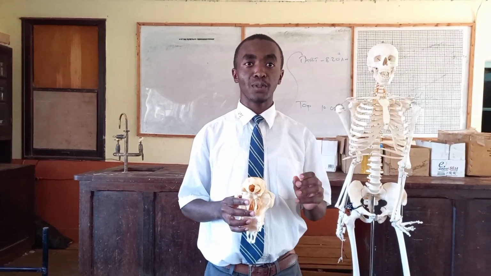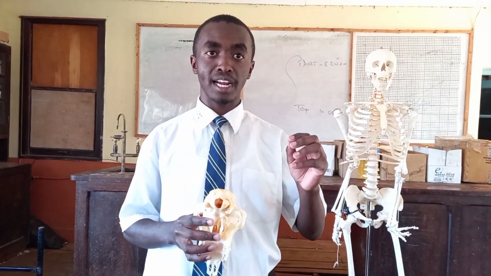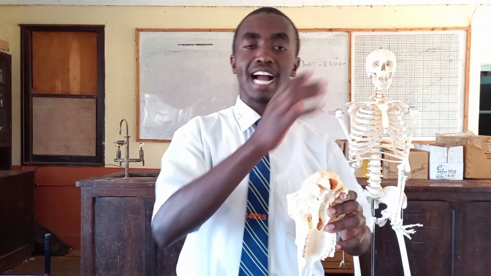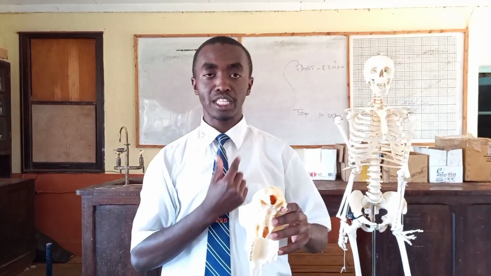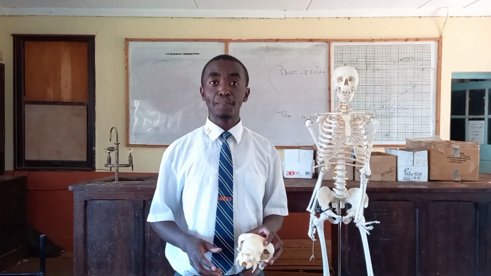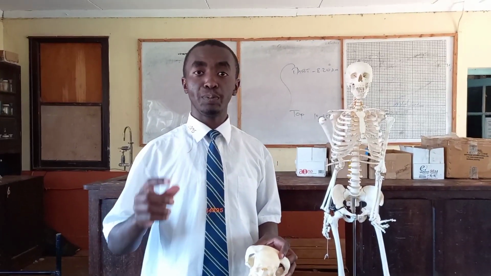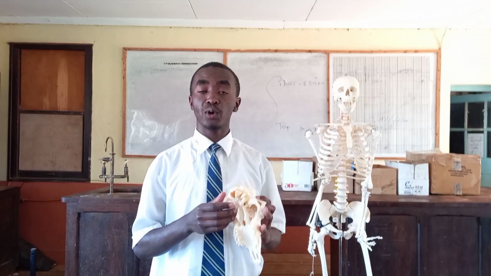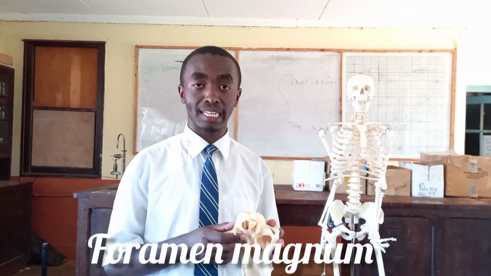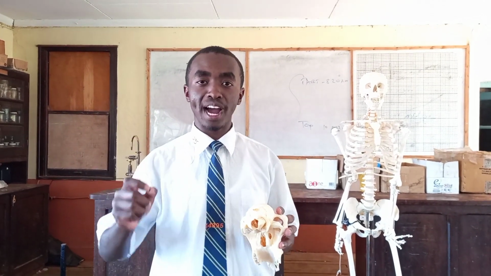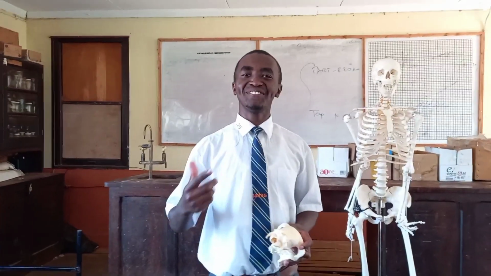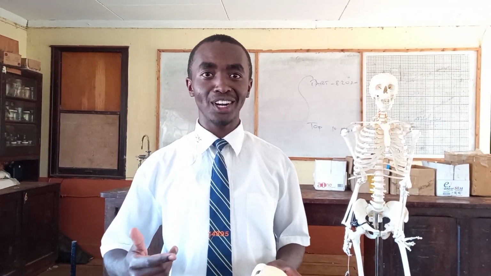They articulate with the atlas vertebra, so that they can bring a complete connection right from the skull proceeding downwards. Another part between the occipital condyles is known as the foramen magnum, which allows the spinal cord to pass through as it moves towards the vertebral column.